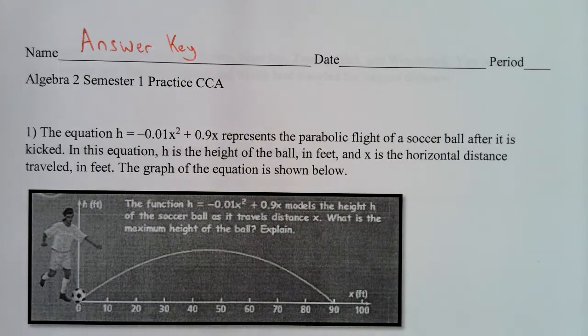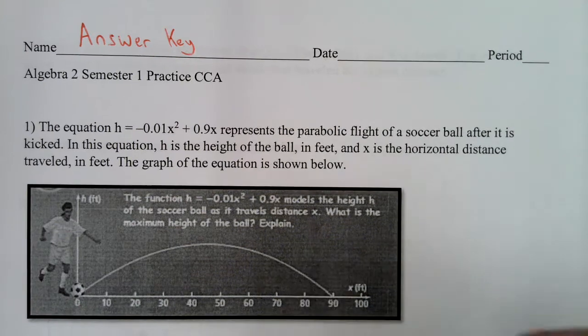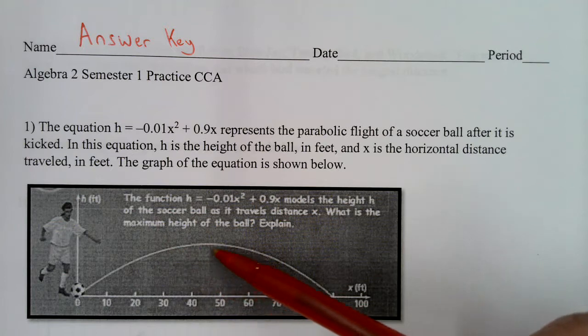Okay, this is a practice CCA for Algebra 2. It's on quadratic functions. So example 1, we have a soccer ball that's being kicked. The shape of its path is a parabola.